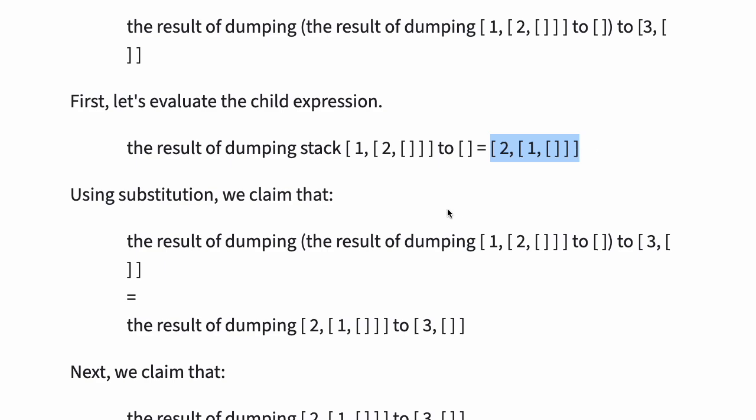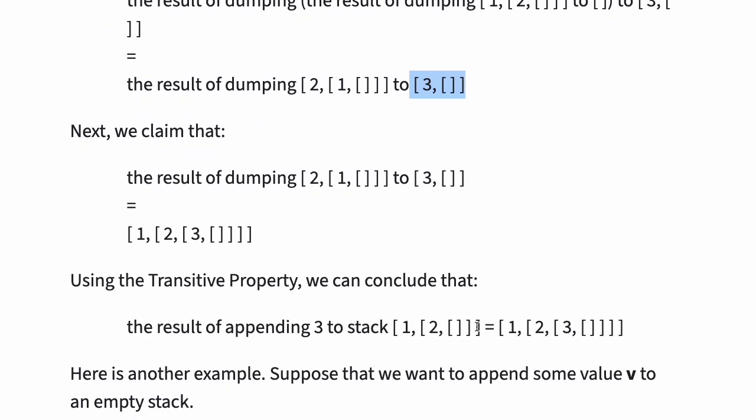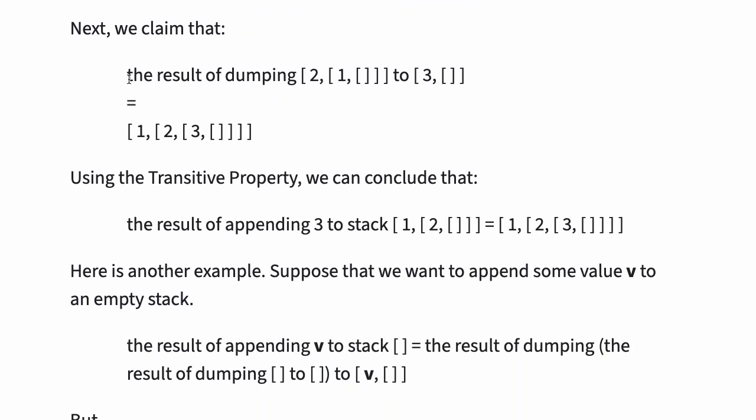Using substitution, we claim that the result of dumping the child expression to stack 3 is equal to the result of dumping stack 2, 1 to stack 3. Next, we claim that the result of dumping stack 2, 1 to stack 3 is equal to the stack 1, 2, 3. Using the transitive property, we can conclude that the result of appending 3 to stack 1, 2 is equal to the stack 1, 2, 3.